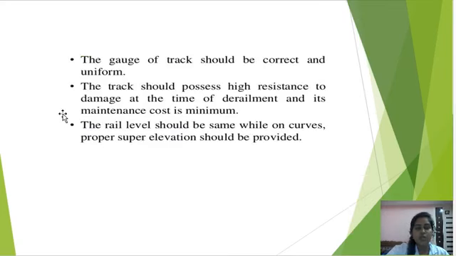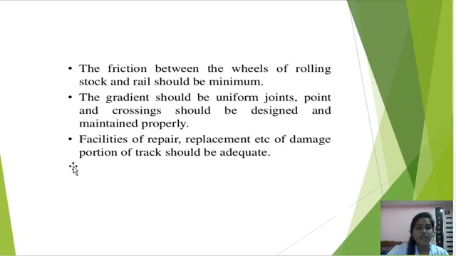The track should possess high resistance to damage at the time of derailment, so that the maintenance cost should be minimum. The rail level should be the same, while on curves proper super elevation should be provided. So on curves the rail level should be the same and proper super elevation should be provided. That is the next requirement. The next requirement is that the friction between the wheels of the rolling stock and rail should be minimum.